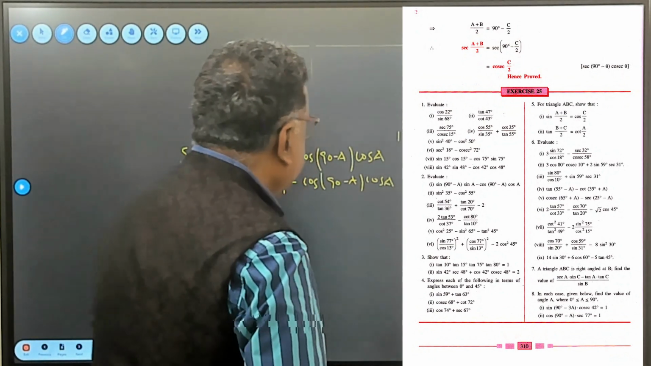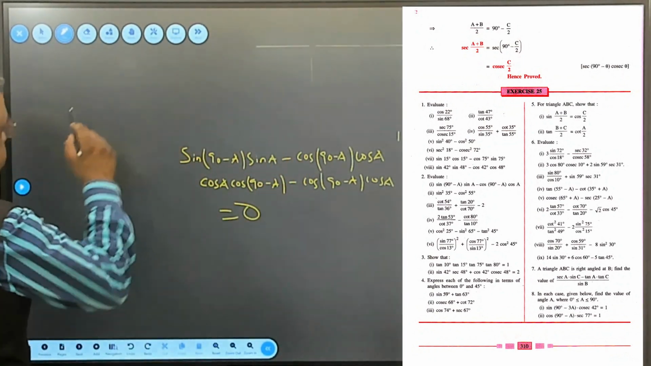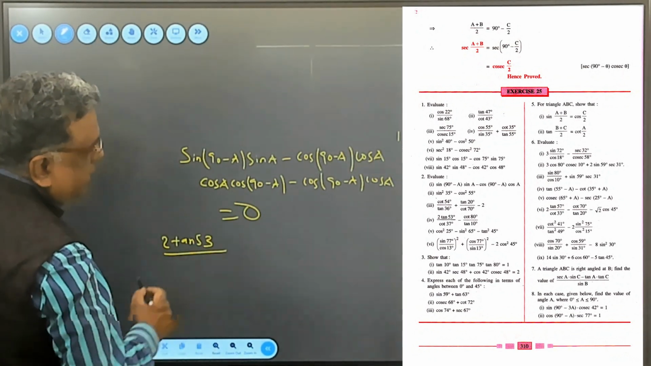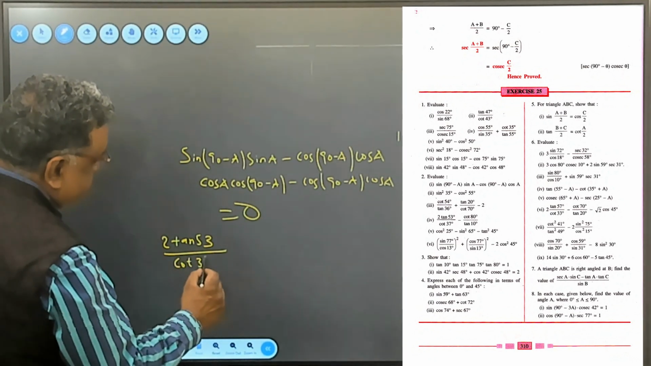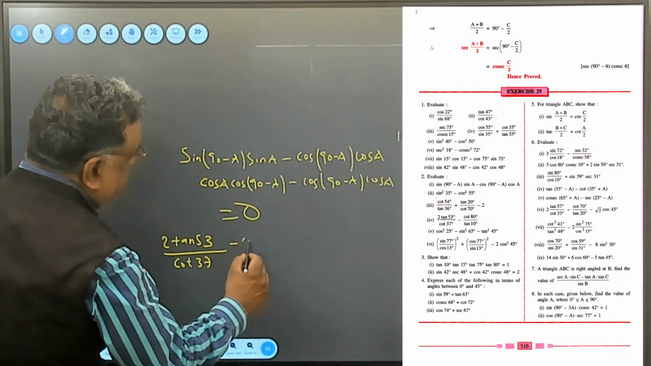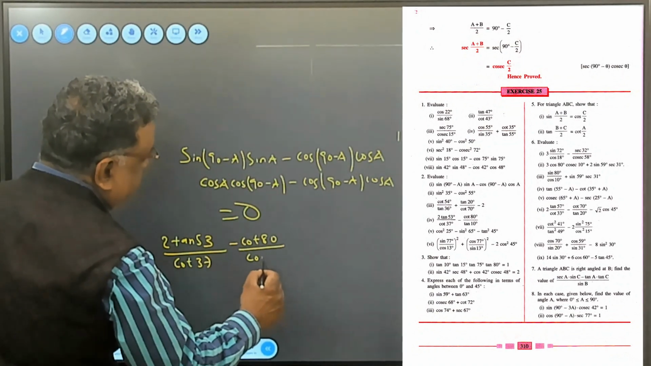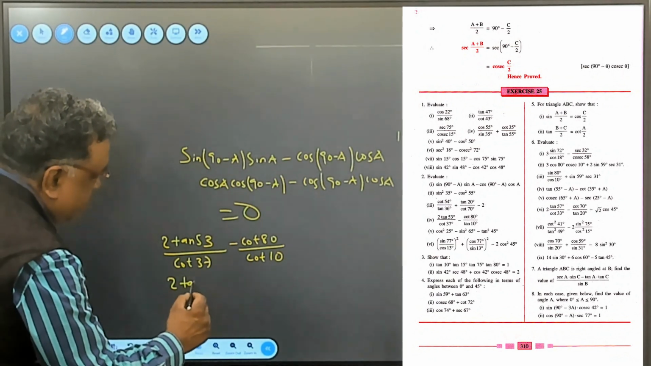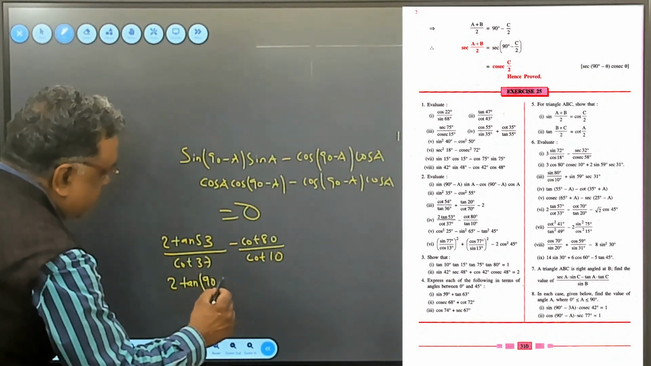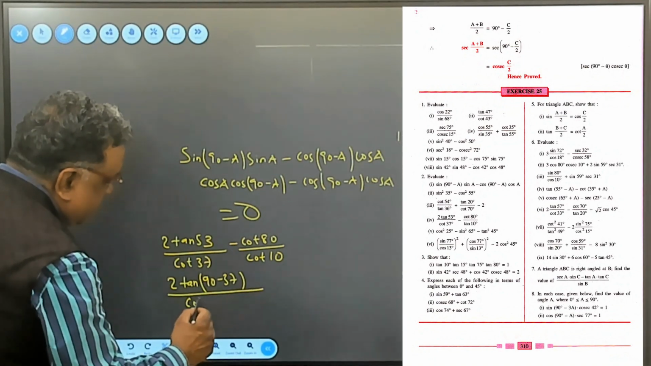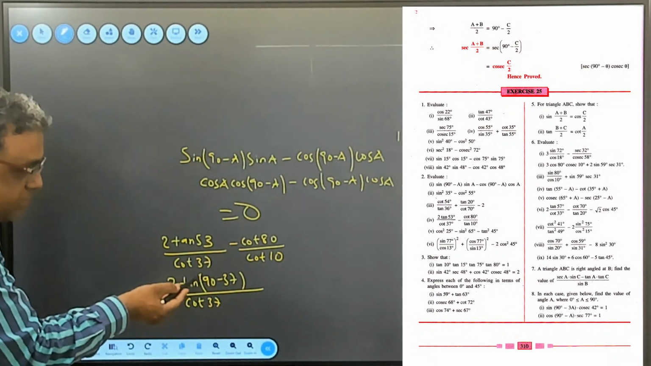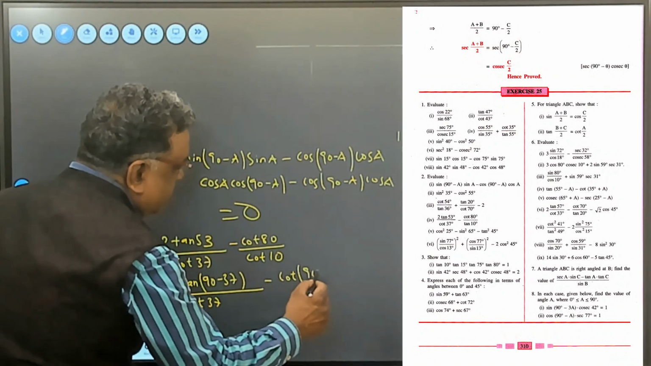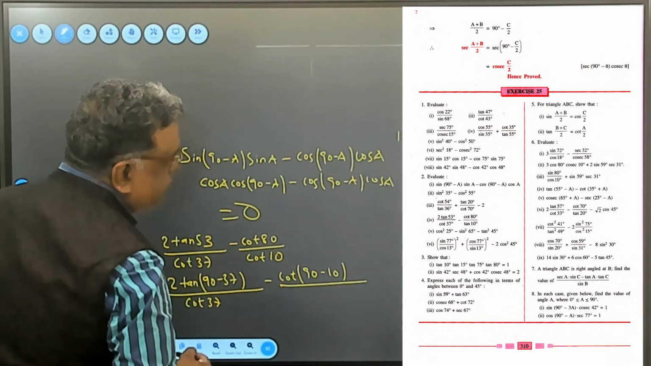Let's try to do the fourth one. 2 tan 53 upon cot 37 minus cot 80 upon tan 10. So here if I see, 53 plus 37 is 90. So I will use that fundamental. Tan 53 I can write it as tan 90 minus 37. And here I will keep it cot 37, because this upper one is going to become cot 37, so it will cancel out. 80 plus 10 is 90. So cot 80 I can write it as cot 90 minus 10. And here is tan 10.